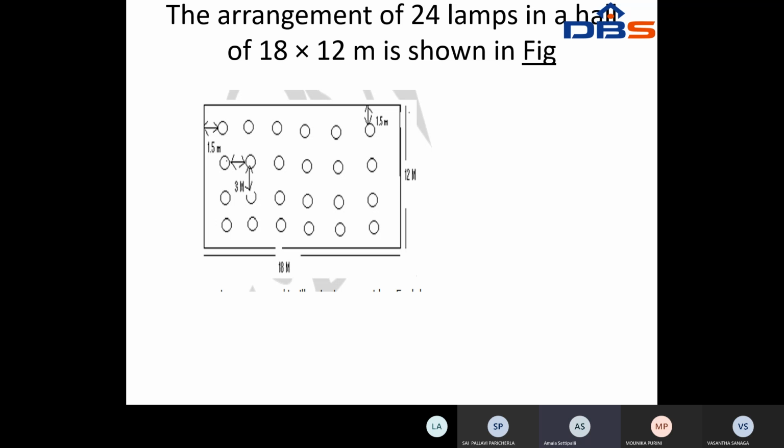Next you have to see street lighting, factory lighting, the lighting calculation method, and some 2 problems like this. So this is the total first unit. Today in this class we completed the first unit. In the next class I will start the second unit.